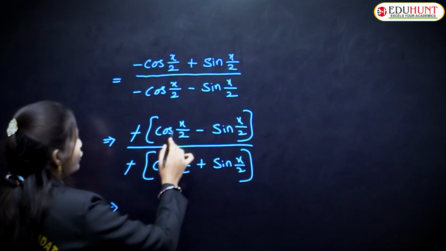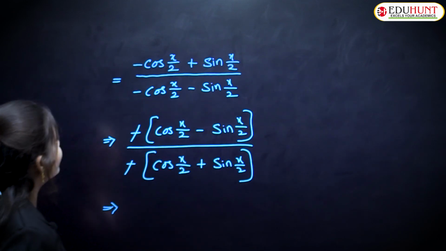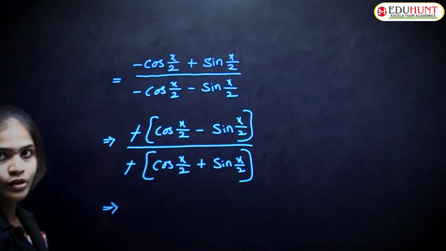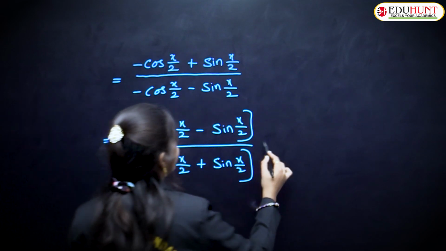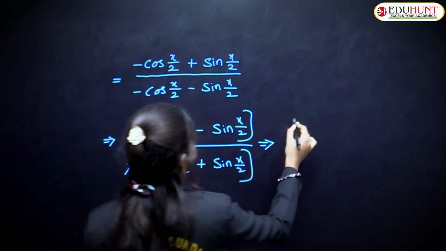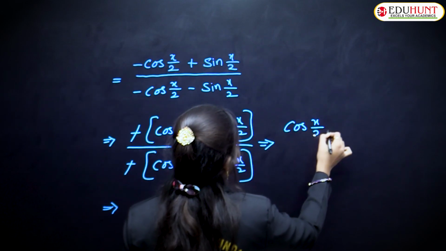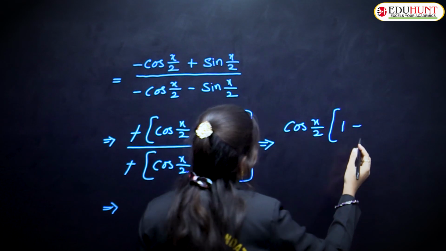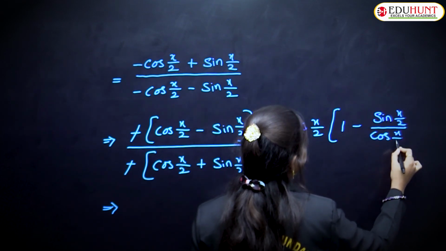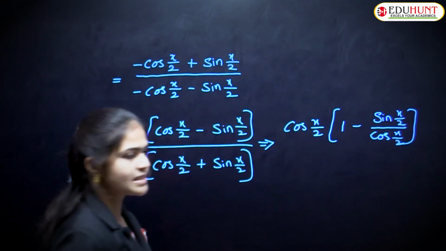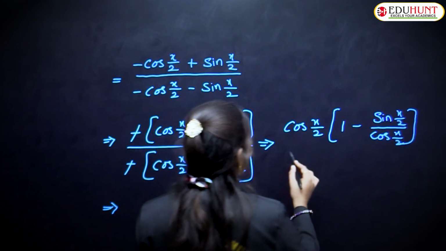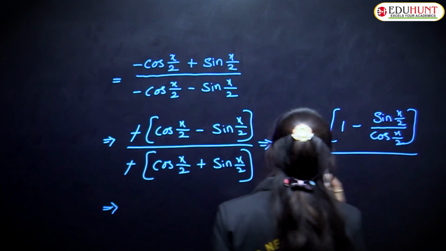From that numerator, actually the options are given in terms of tan, so make this also in terms of tan. To write this in terms of tan, from this take cos x by 2 as common. Then here 1 minus sin x by 2 whole by cos x by 2. Yes or no? Again cos x by 2 cancels, cos x by 2 into 1 is equal to cos x by 2. Am I clear? Yes. From the denominator also take cos x by 2 as common.